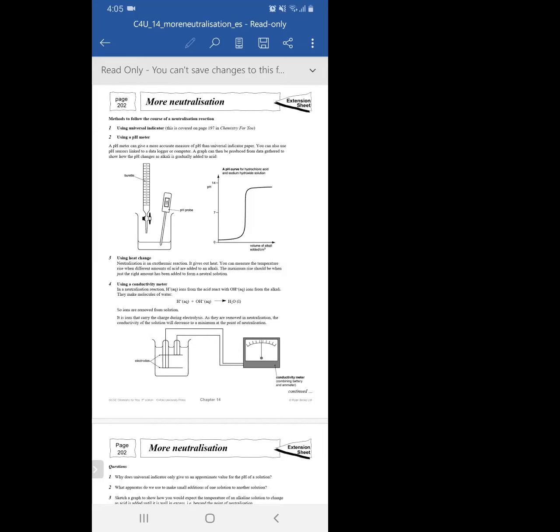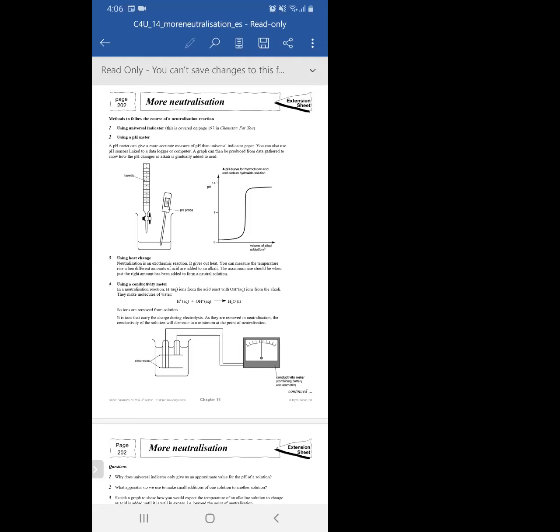So a pH meter, I will read this. A pH meter can give a more accurate measure of pH than universal indicator paper. You can also use pH sensors linked to a data logger or computer. A graph can then be produced from data gathered to show how the pH changes as alkali is gradually added to acid.